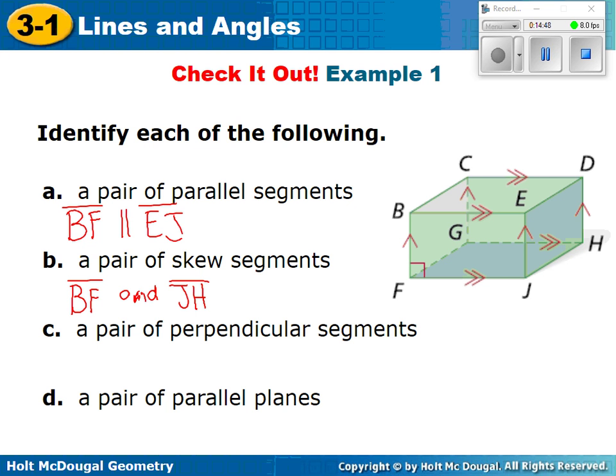I'm sorry, say it again. So when you name a line segment, you can name them in either order. It doesn't make a difference. Perpendicular segments, let's go with Jacqueline. BC and BF.